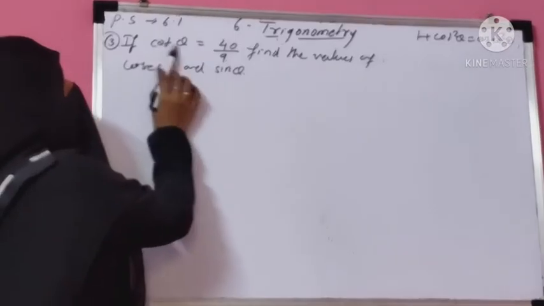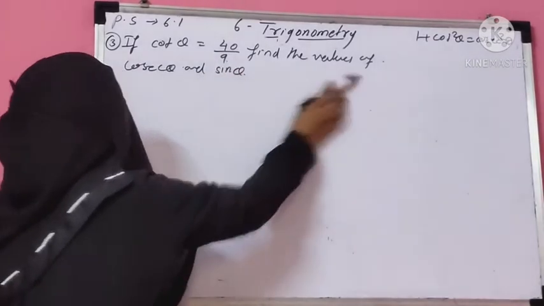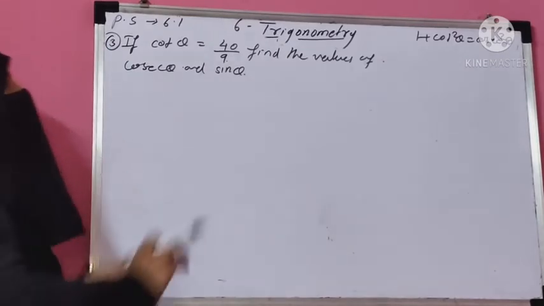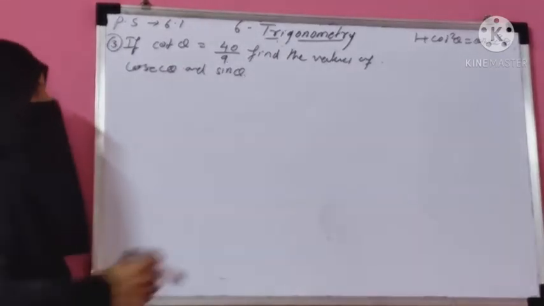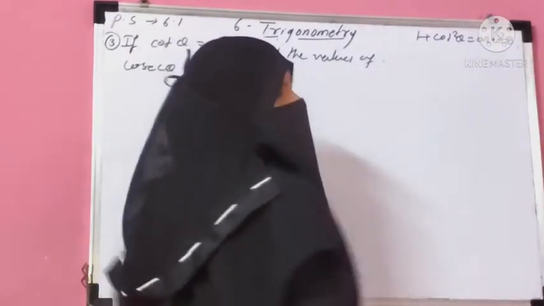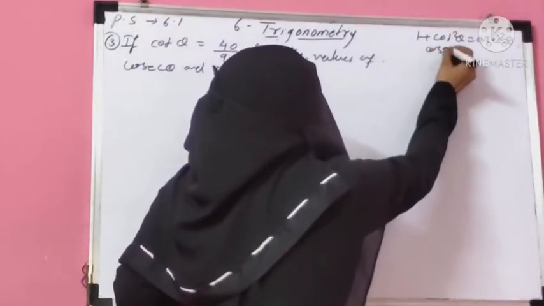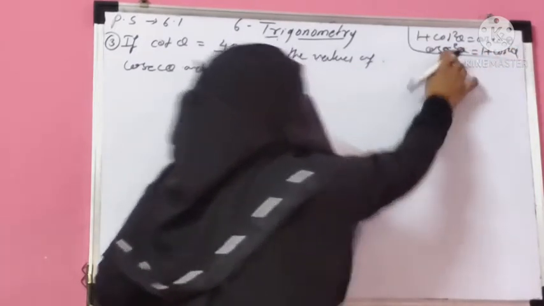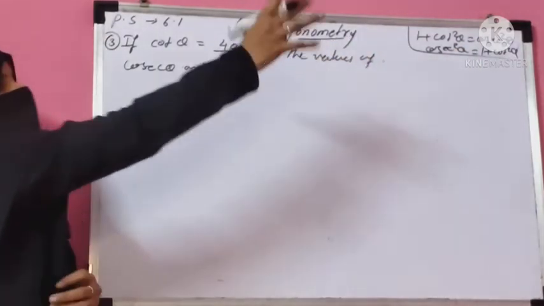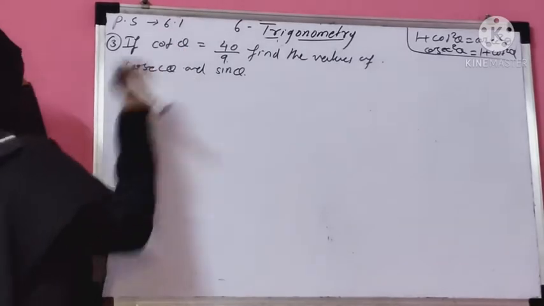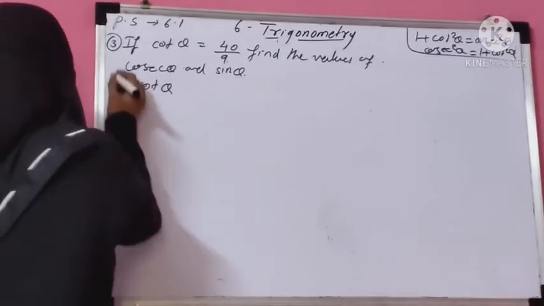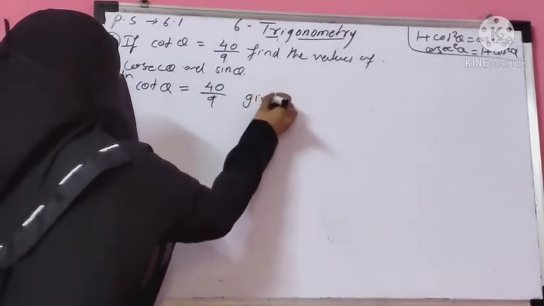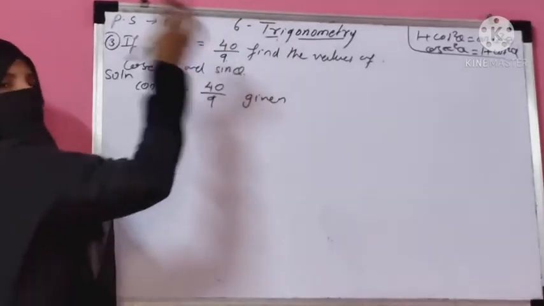Question number 3 is, if cot theta is 40 upon 9, then you have to find the value of cosec theta and sin theta. Again focus on the formula of identities related with cot and cosec. Very easy. 1 plus cot square theta is equal to cosec square theta. That means cosec square theta is equal to 1 plus cot square theta. Okay. So to find the cosec, you can apply this formula. Cosec square theta is equal to 1 plus cot square theta. So let's start. Cot theta is equal to 40 upon 9. It's given. Okay. And we have to find here cosec and sin.